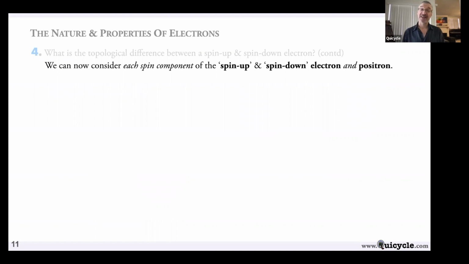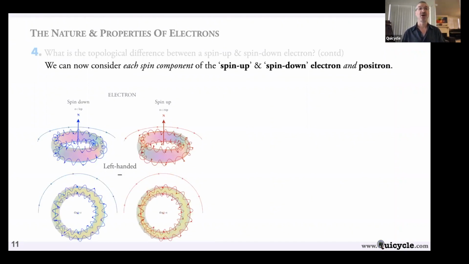What's interesting is that this allows us to now consider each component of the spin up and spin down electron and positron. And we can look at the interactions of these different components with one another in a way that previous theories didn't really allow us to do.